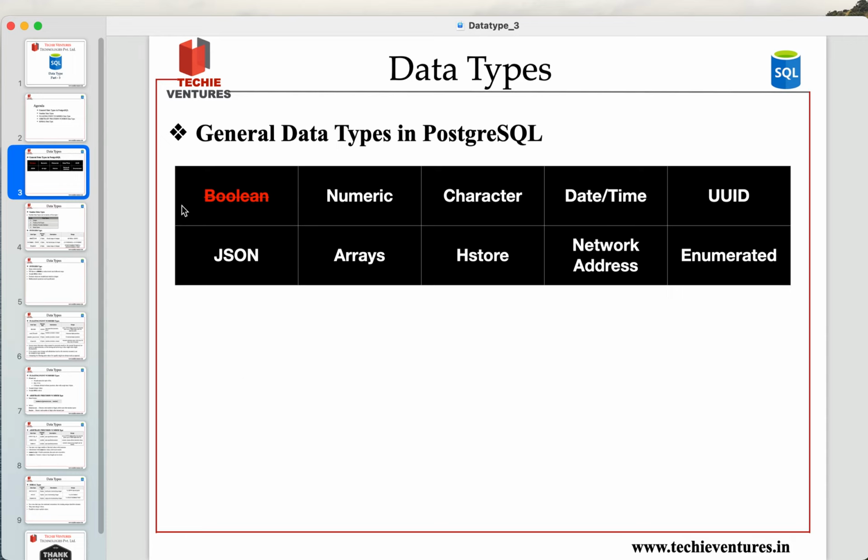In the previous video, we discussed the Boolean data type in detail. We have already discussed part of the numeric data type, which is the integer part. Today we are going to complete the numeric data type, where we will talk about floating point numbers, arbitrary precision numbers, and the serial data type. In upcoming videos, we'll talk about character, datetime, and the rest of the data types.